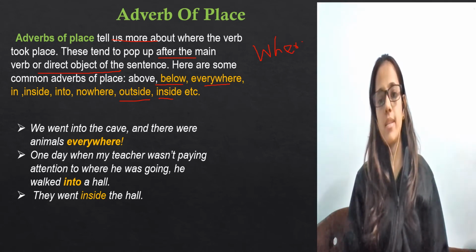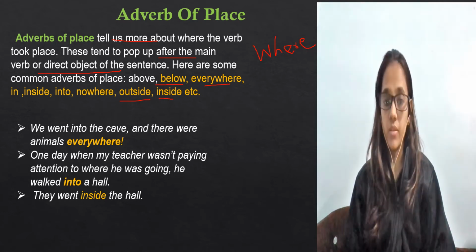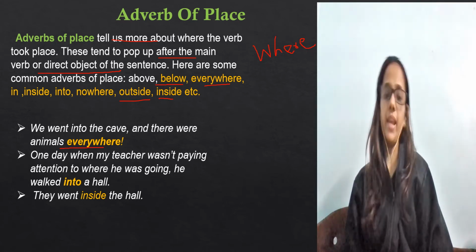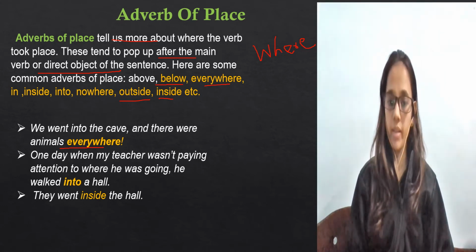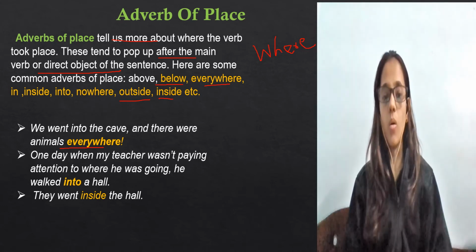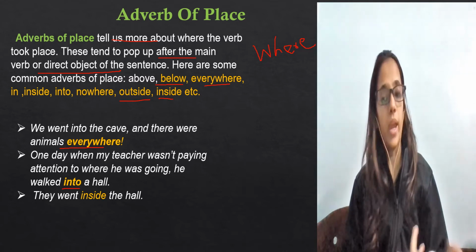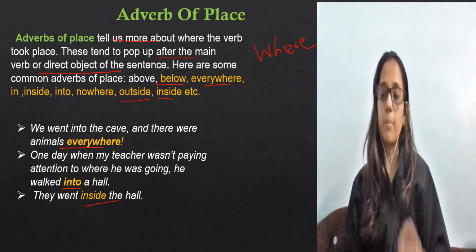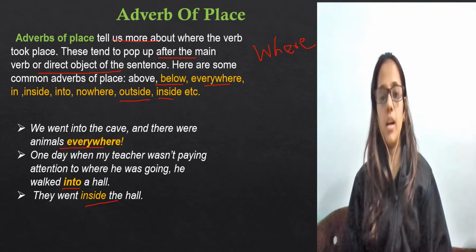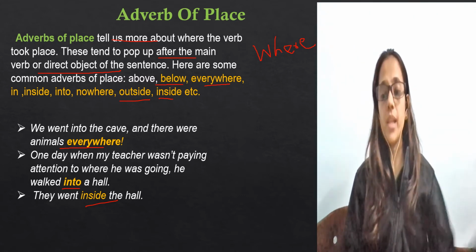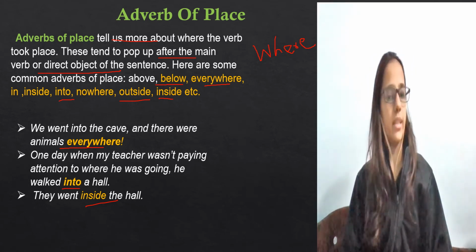Now, what are adverbs of place? Example: We went into a cave and there were animals everywhere. Where? Everywhere. One time when my teacher wasn't paying attention to where he was going, he walked into a hall. Where did he walk? Into a hall. They went inside the hall. Where? Inside the hall. So it is what? Adverb of place. They were playing outside the ground. Outside. Okay. Then you can say they jumped into the water. So into is what again? Adverb of place. Understood? Let's move to the next one.